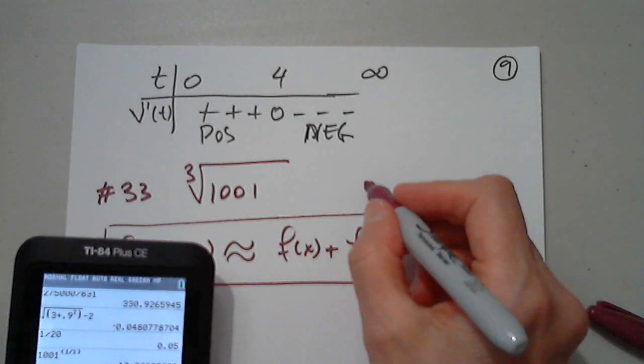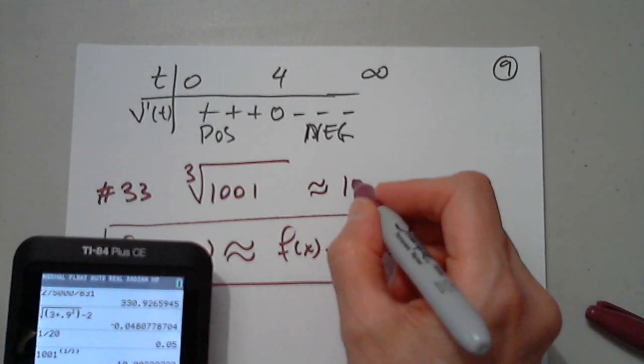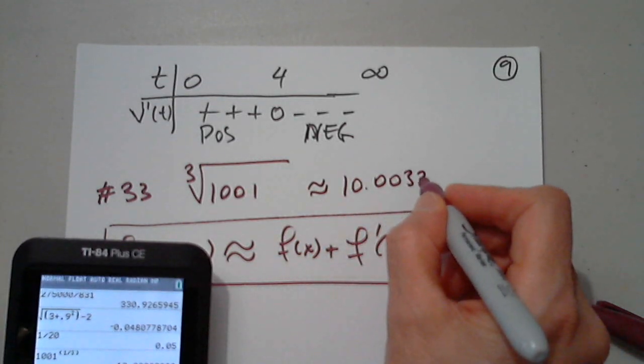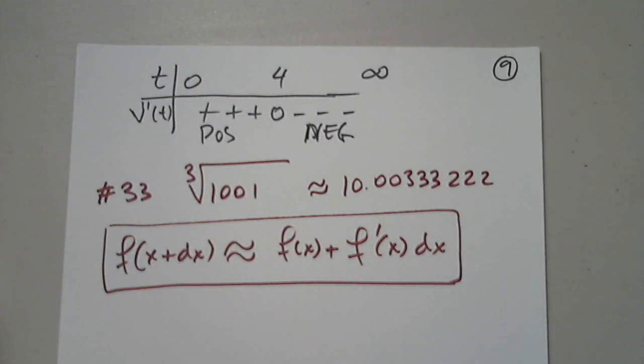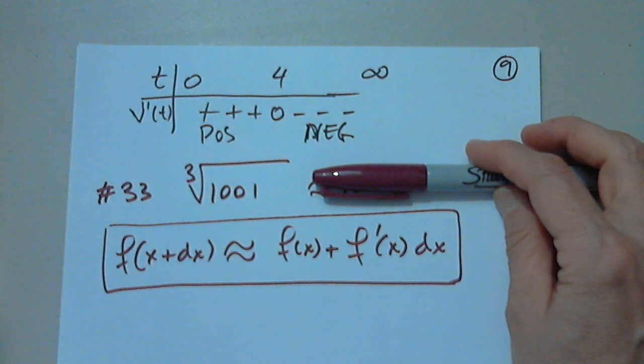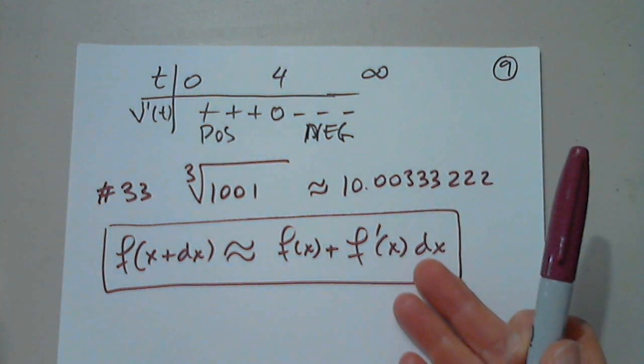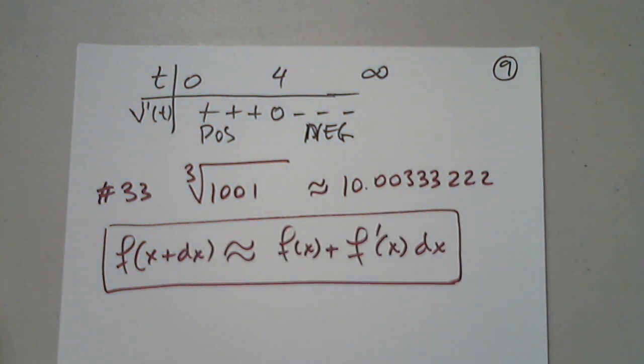So with the calculator, I get approximately 10.0033332222. But I don't want to do that. I want a quick approximation. I don't want to determine this. I determine it so we can compare. But we don't need that. We just want to approximate this quickly. And how do I do this?